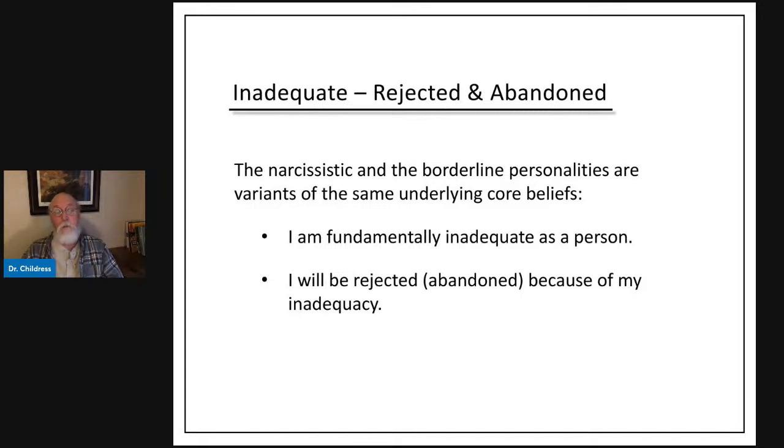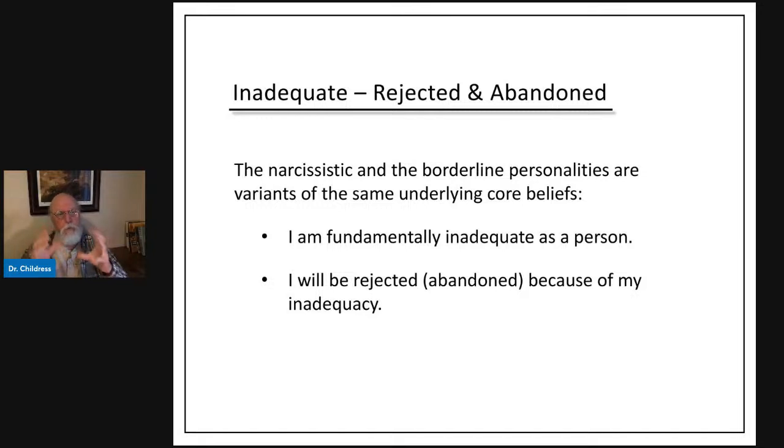And so the borderline personality is sensitive to rejection. The narcissist is sensitive to abandonment. I mean, the narcissist is sensitive to rejection, and the borderline is sensitive to abandonment. And the divorce creates abandonment and rejection. So that's going to hit spot on to the vulnerability of the pathological parent. But both the narcissist and the borderline are variants of the same type of personality.